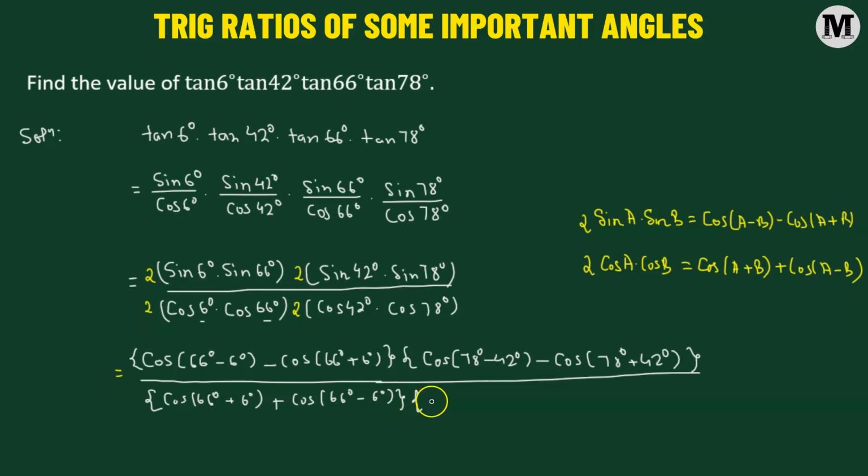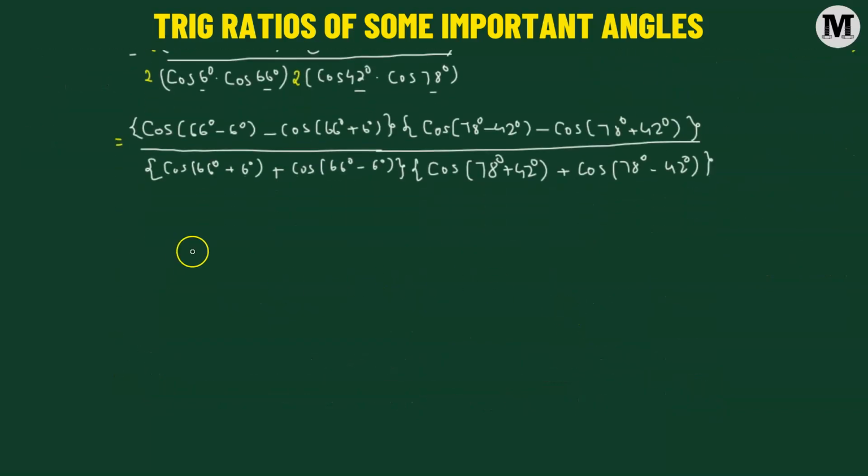This will be multiplied to cosine of the angle. So let A be 78 and B be 42. So we have 78 added to 42, and this will be added to cosine of the angle 78 minus 42. Okay, now let's further simplify. Now we will have cosine of angle 66 minus 6, that corresponds to 60. So we have cosine 60 degree minus cosine of angle 66 plus 6, so that's going to be 72 degree.